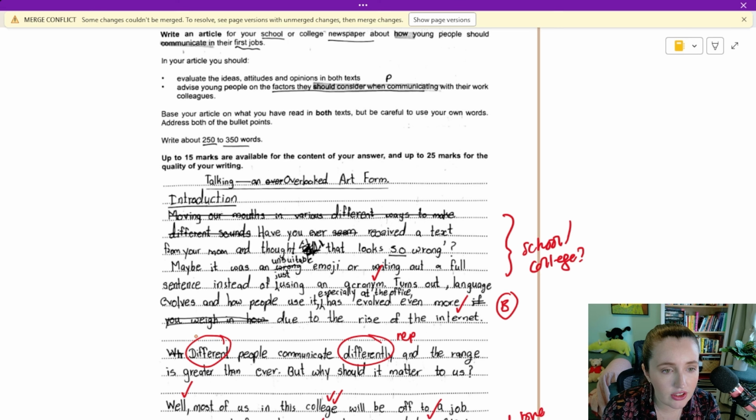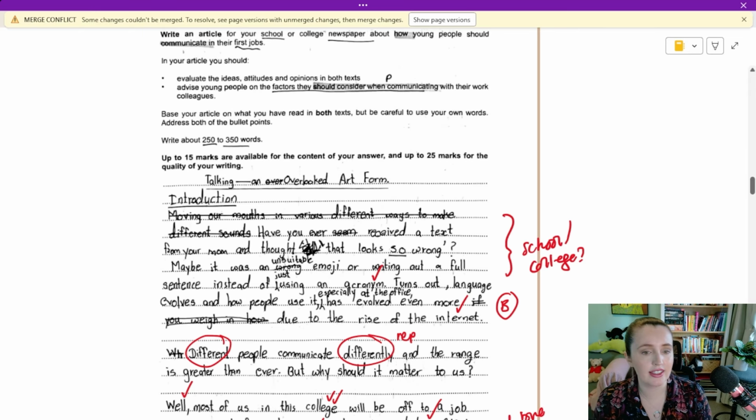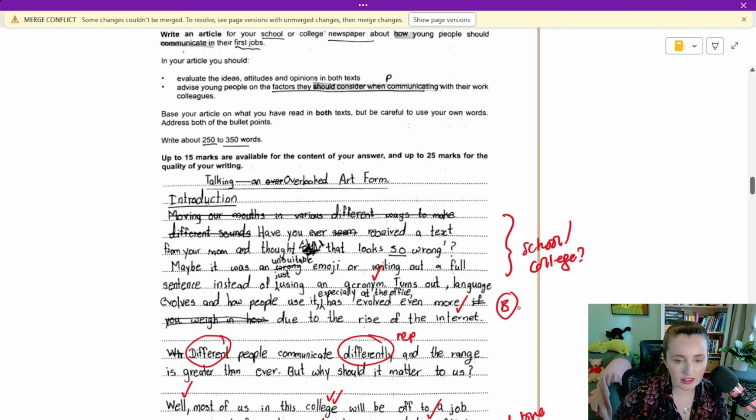Talking, an overlooked art form. Introduction. Have you ever received a text from your mum and thought, that looks so wrong? Maybe it was an unsuitable emoji or writing out a full sentence instead of just using an acronym. Turns out language evolves. And how people use it, especially at the office, has evolved even more due to the rise of the internet.